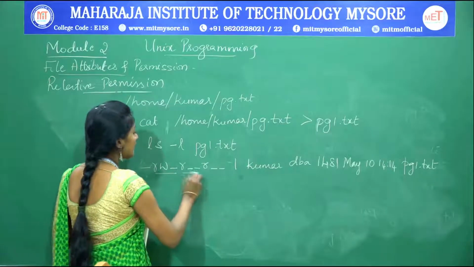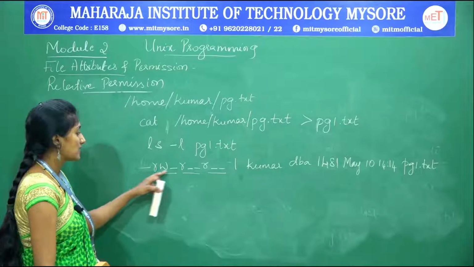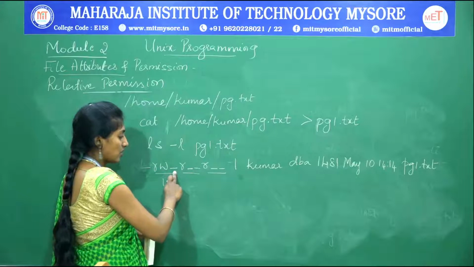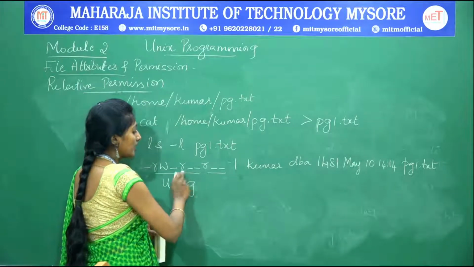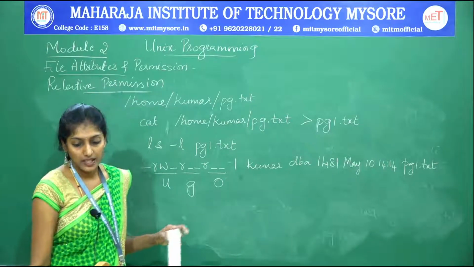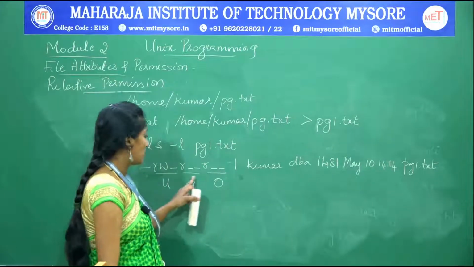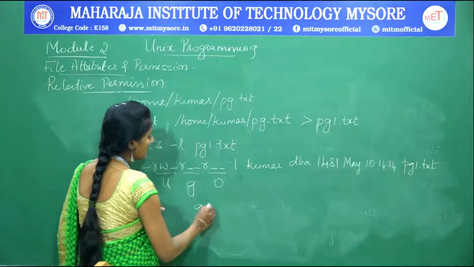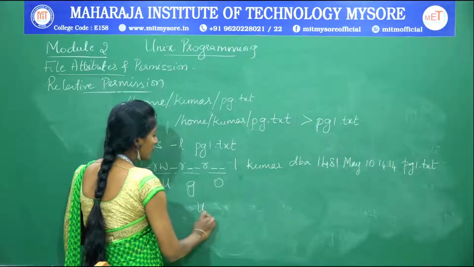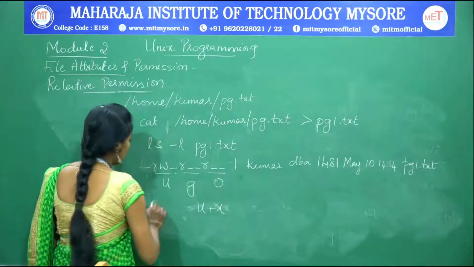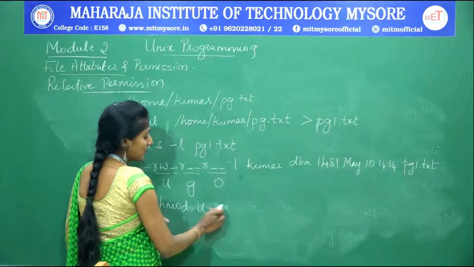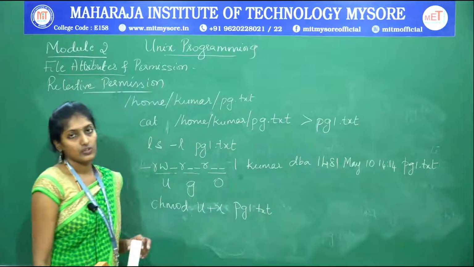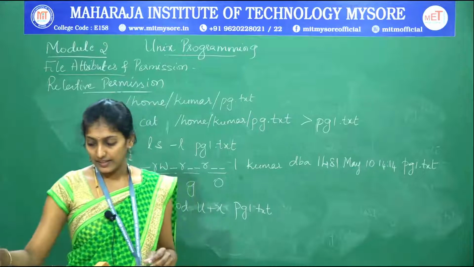As you can see here, the file permission for all three categories of user has been assigned this way. For the owner only read and write, whereas execute is not provided. For group only read, and for others only read permission has been assigned. If you want to assign execute permission for user, group and others, you can give a+x, or if you want to provide only for user, you can give u+x, that is chmod u+x followed by the file name pg1.text. So this is how you give the permission using the relative mode.